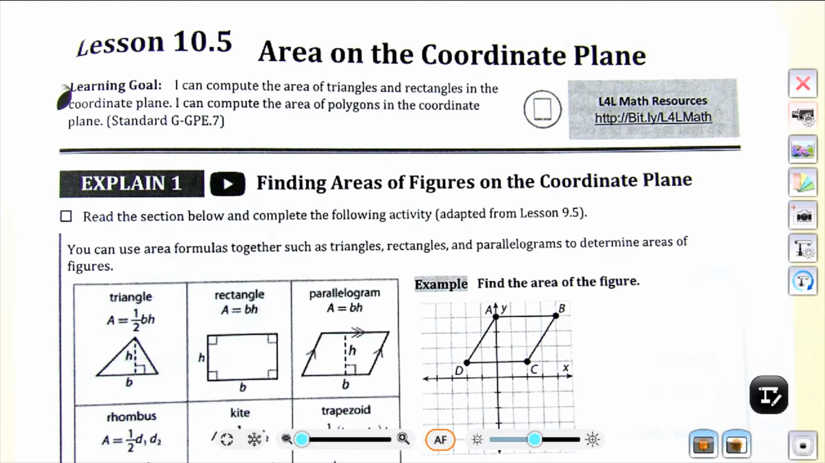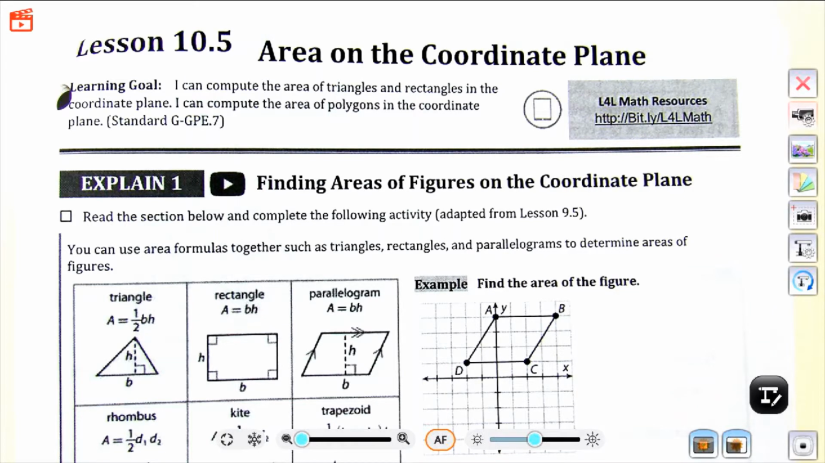This is lesson 10.5. In this lesson, we're going to be talking about how to find the area of a polygon using a coordinate plane. A coordinate plane, if you remember from algebra, is just like a grid, a coordinate grid that has an x and y axis.